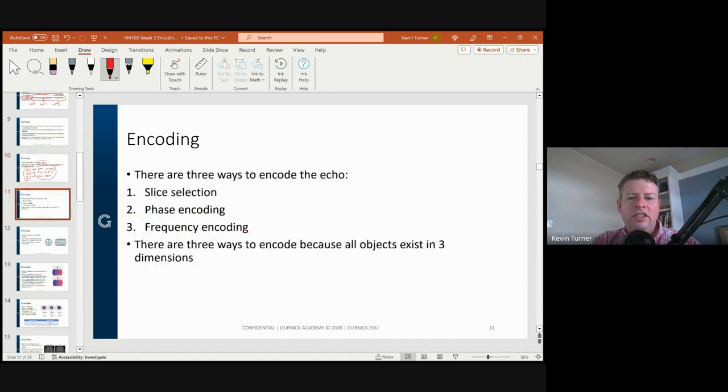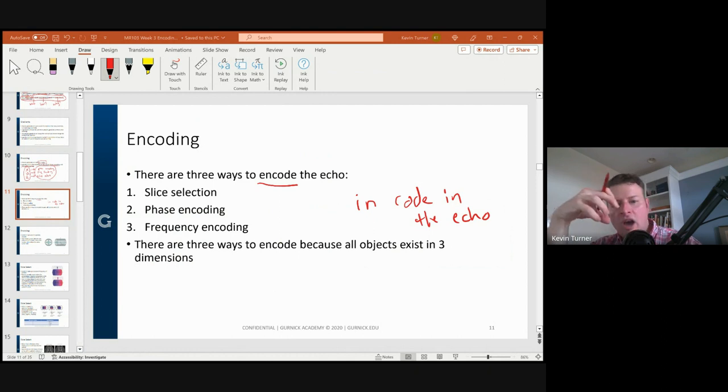So then there are three ways to encode the echo. And once again, when we're talking about encode, think about it as we are putting a code in the echo. So when we create the echo in the patient, the gradients will change information inside of that echo, which will put a code in it. When the computer reads the code out of the echo, it can then create an image and put everything where it's supposed to go in the image. So encode means we are putting a code inside of the echo.